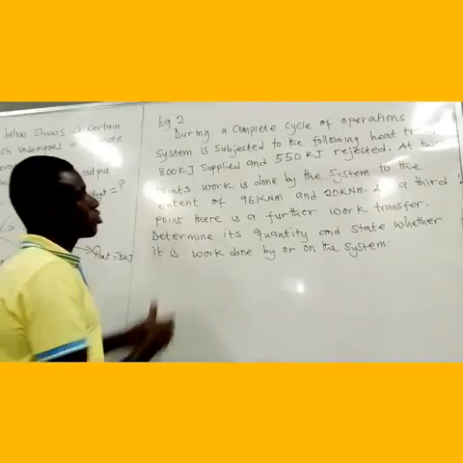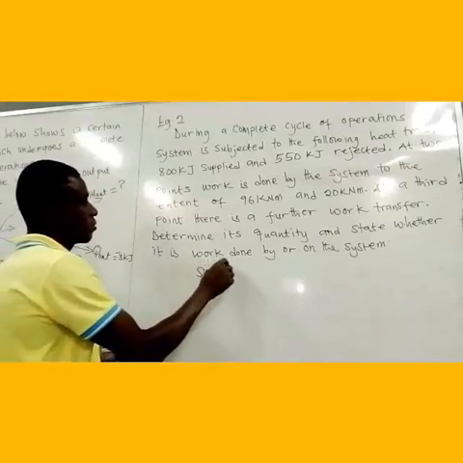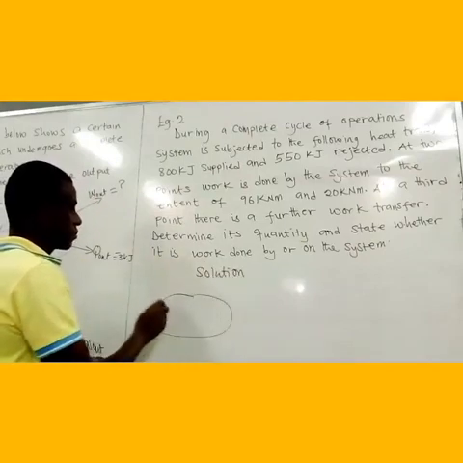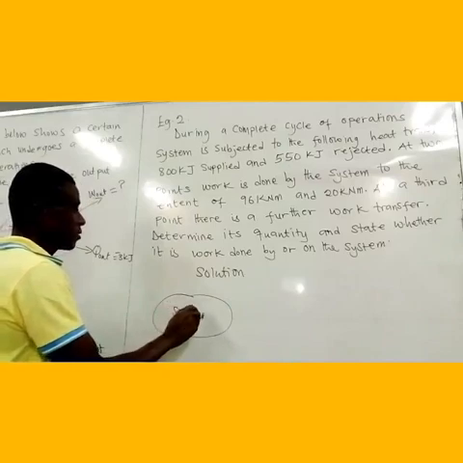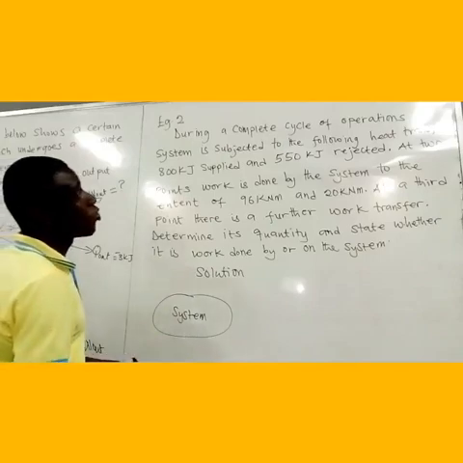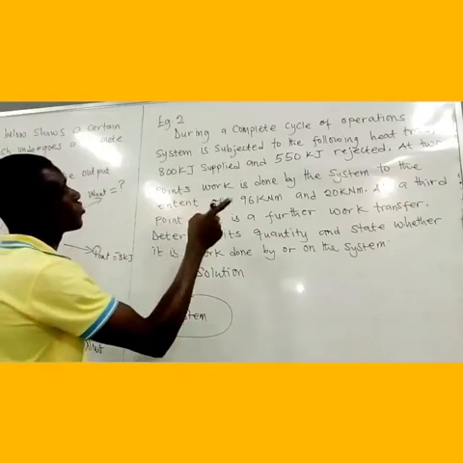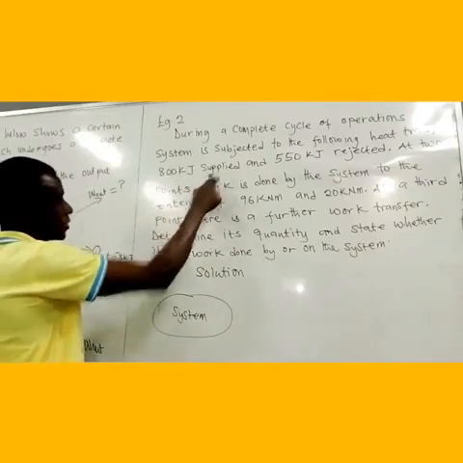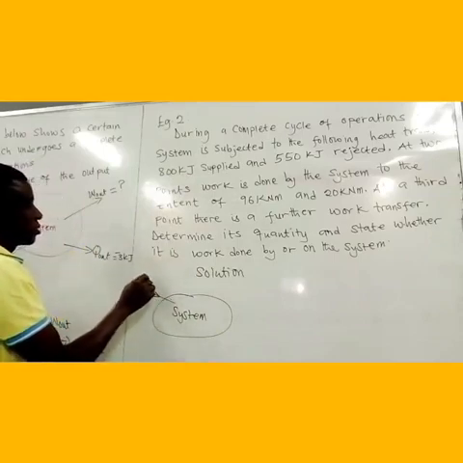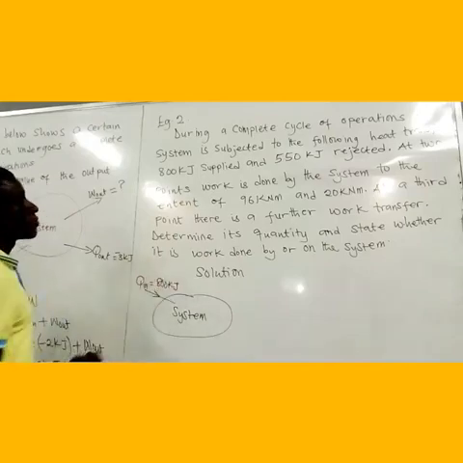We can draw this system simply as this system. Then let's go. During a complete cycle of operations, a system is subjected to the following heat transfers. 800 kilojoules supplied. Heat supplied 800 kilojoules, Q in, 800 kilojoules, positive.